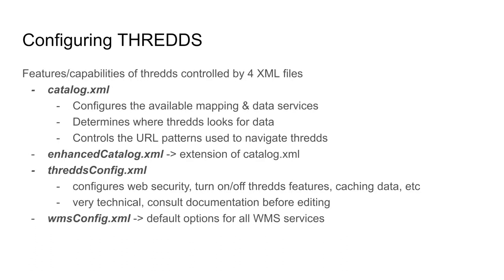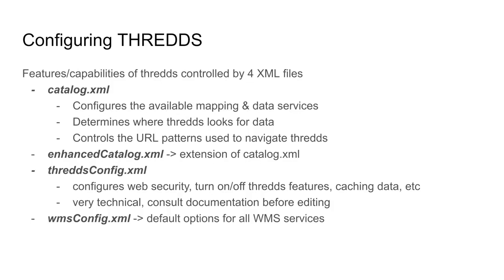THREDDS is configured by four XML files, which we will look at in the video. The first and most important for the beginner level is catalog.xml. It configures what the available mapping and data services are through THREDDS. It determines where THREDDS looks for data on the server. It controls the URL patterns used to navigate THREDDS. It controls naming, a variety of things. These are the most important though.